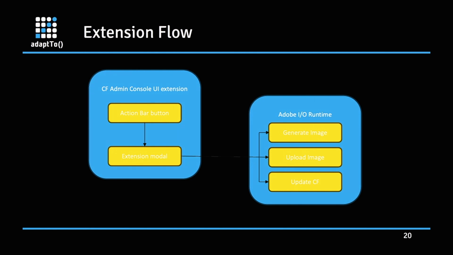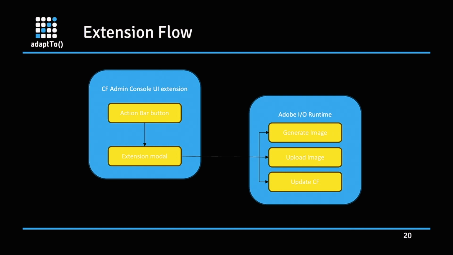Firstly, high-level architecture. So there's two parts. There's the UI part and there's the backend part. So the UI part, as you can see, is a button with a text called generate image, simple enough. Second part is the extension model. Extension model is just a tiny React app that has a few fields and a button to submit. And when you submit it, it's being sent to Adobe I/O Runtime. And on Adobe I/O Runtime, we sequentially do three actions, which are generate image, upload image, and update CF, the content fragment.